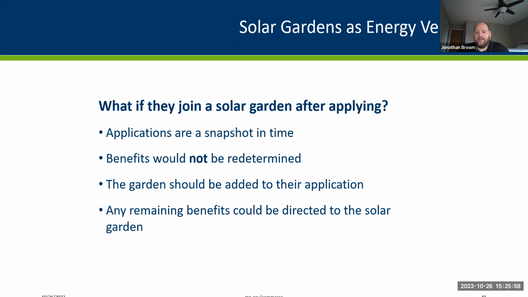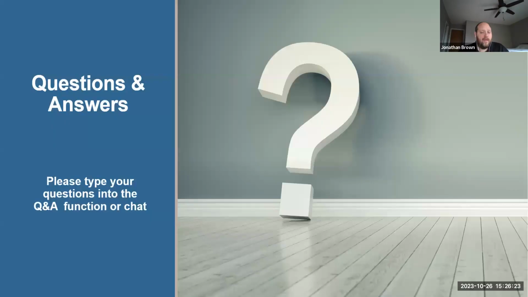And that way, if there was any remaining benefit that the household wanted, it could be directed to the solar garden. So maybe they had just been determined eligible from when they applied, and now they're just getting their benefit determined. They could call in and say, I want all that to go there. I want 50% or something like that. So we do have ways to work with it if the status changes throughout the program year. And I think that's it. So, yeah, that wraps up what we have for Minnesota.